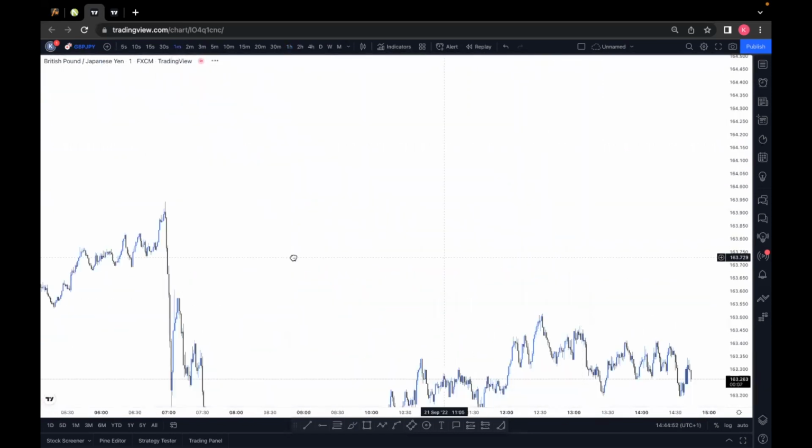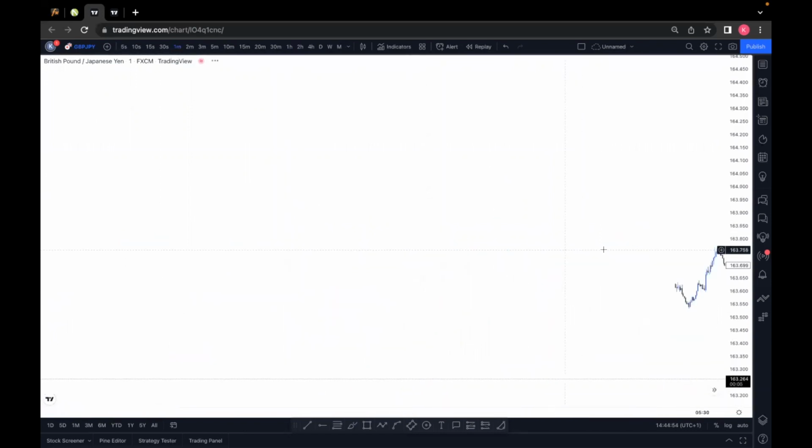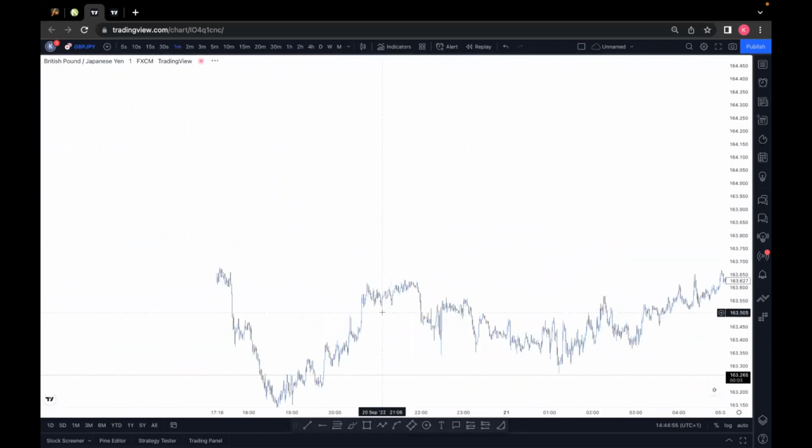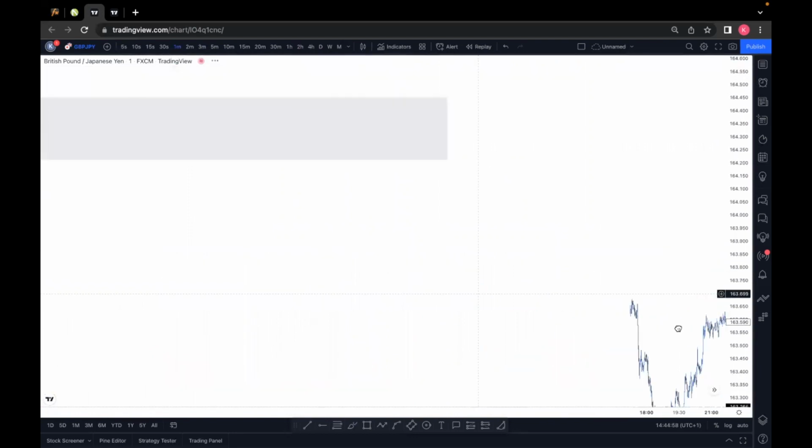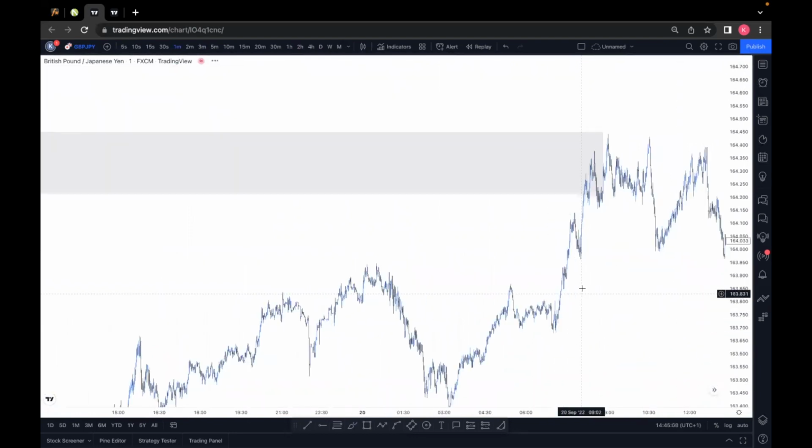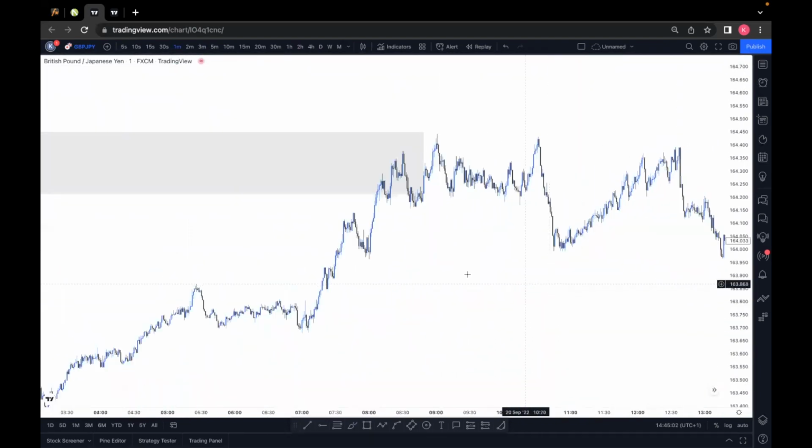So we can clearly see, let me just push price to the left. Okay, so price actually tapped our POI, right?